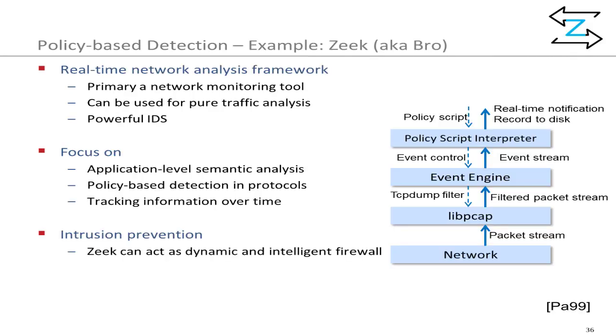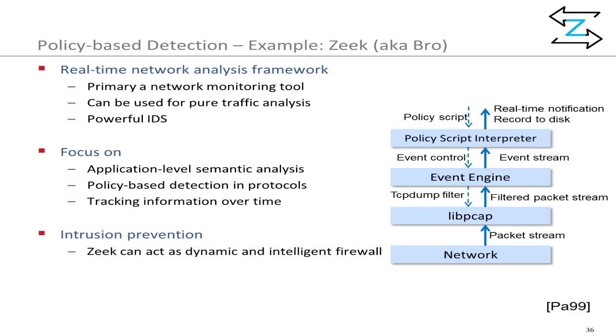For policy-based detection, one example that we also used hands-on is Zeek, previously known as Bro, and this is basically a real-time network analysis framework. So you can write very complex rules and handle them in real time. It's primarily a network monitoring tool, so it can do protocol decoding and all that stuff. But it can also be used for pure traffic analysis, so you don't have to do intrusion detection with it. But it can also be a powerful intrusion detection system if you write the correct scripts.